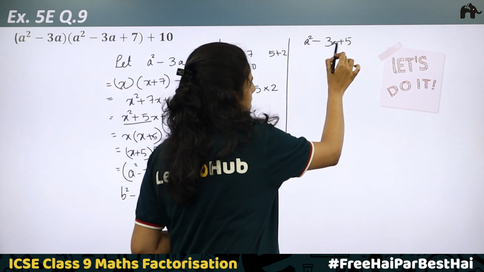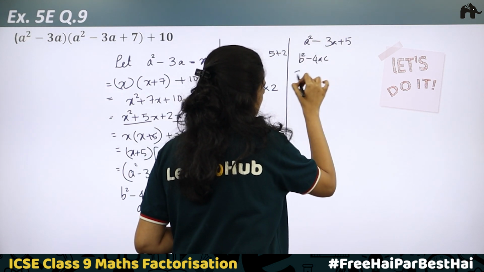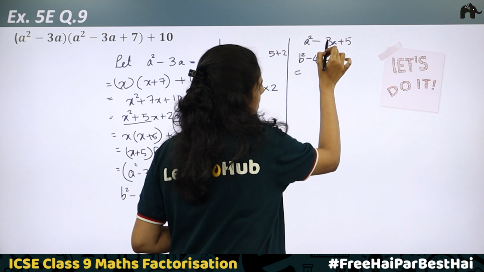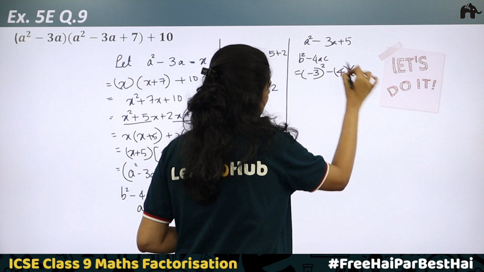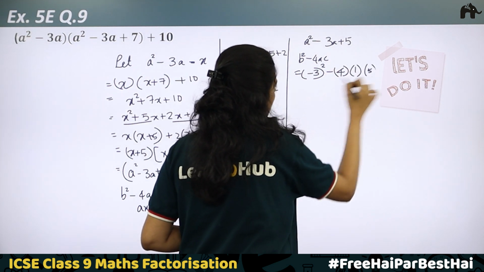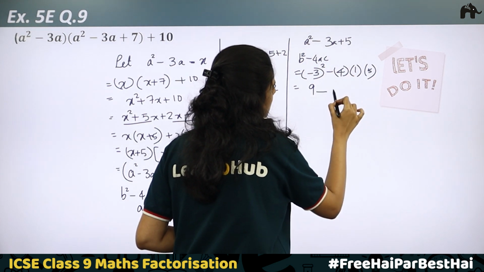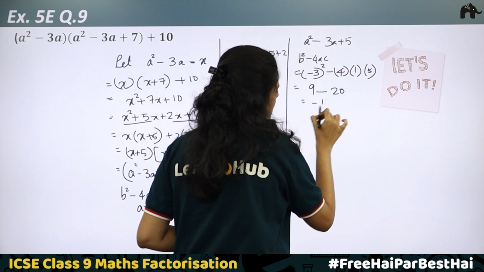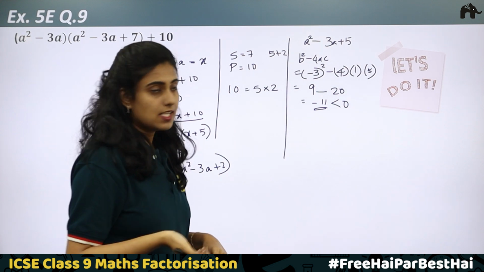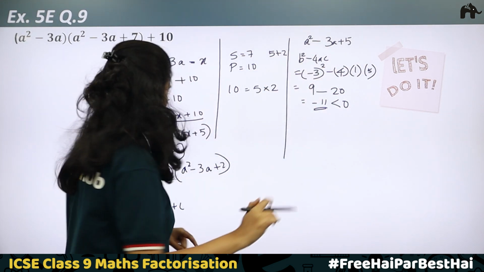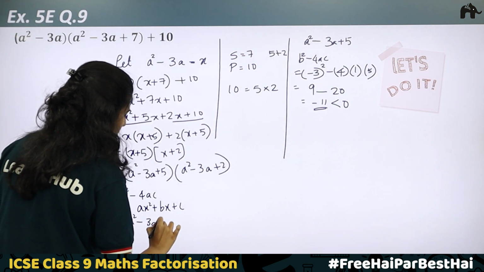So a square minus 3a plus 5. b square minus 4ac will be equal to, so in place of b we have minus 3. So minus 3 whole square minus 4 into a is 1 and c is 5, which is equal to minus 3 whole square is 9, 4 into 5, 20. We get minus 11, which is a number that is less than 0. So b square minus 4ac is less than 0. Further factorization is not possible. So one factor will be the same, that is a square minus 3a plus 5.